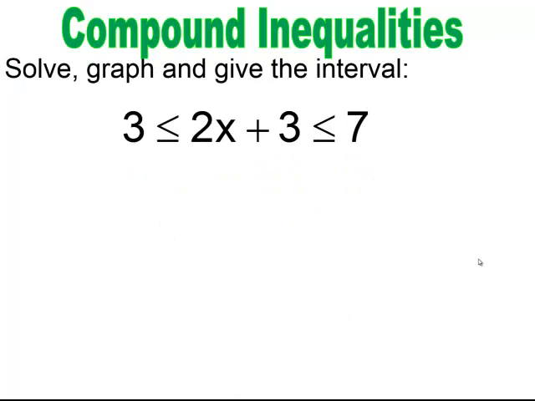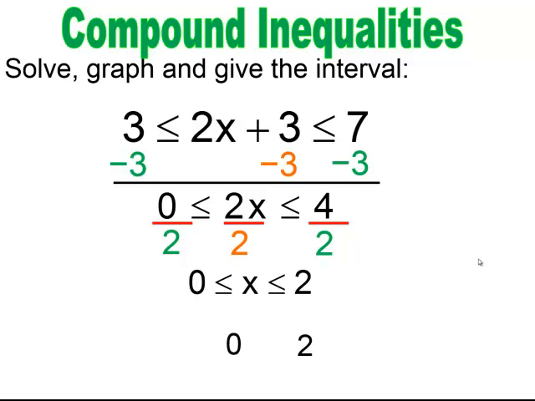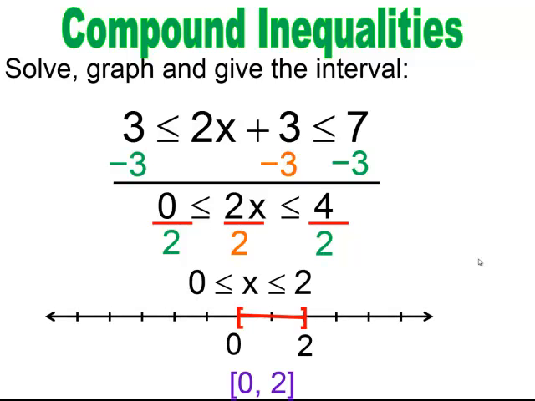Pause and try. So you're going to subtract 3 here first, and then you're going to have to divide through by 2. And be careful here, 0 divided by 2 is simply 0. So you end up with the graph at 0 and 2 with brackets. You shade in between, and your interval notation here will be bracket 0, comma 2, bracket.